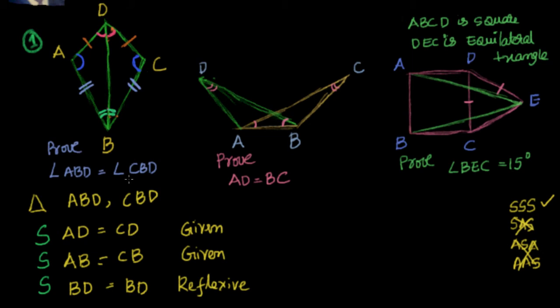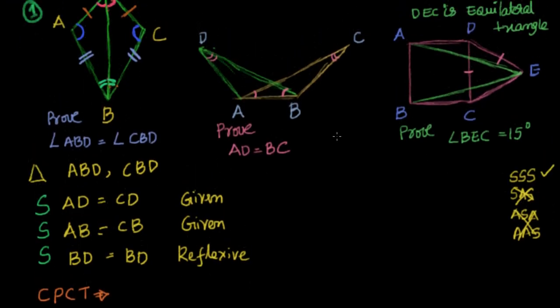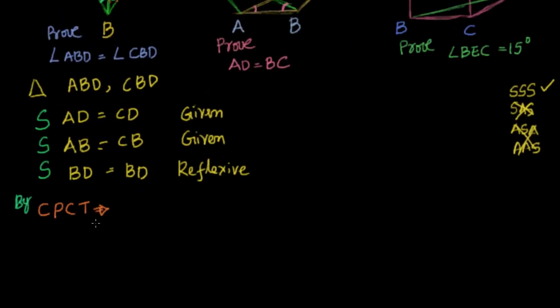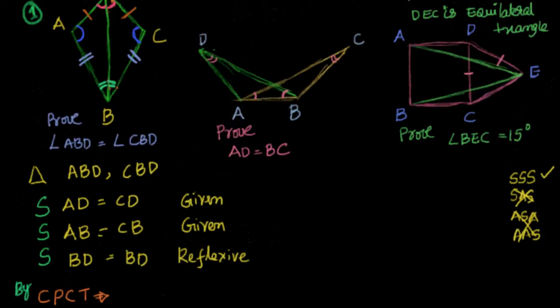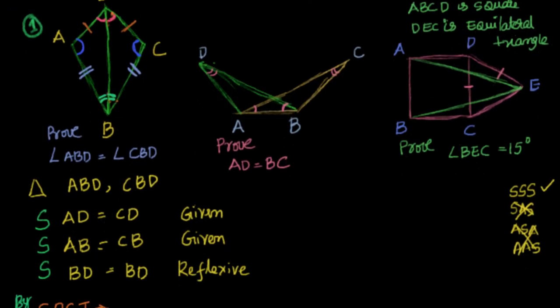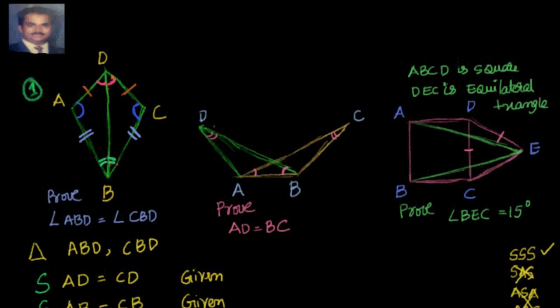Now they are perfect. So what do you want me to prove? You want me to prove angle ABD equal to angle CBD. We know that already. So we will say by CPCT, corresponding parts of congruent triangles, angle ABD is equal to angle CBD. What is the reason for that? CPCT. Corresponding parts of congruent triangles are equal. By that I can say that this angle should be equal to that angle, right? Hope you got this, right?